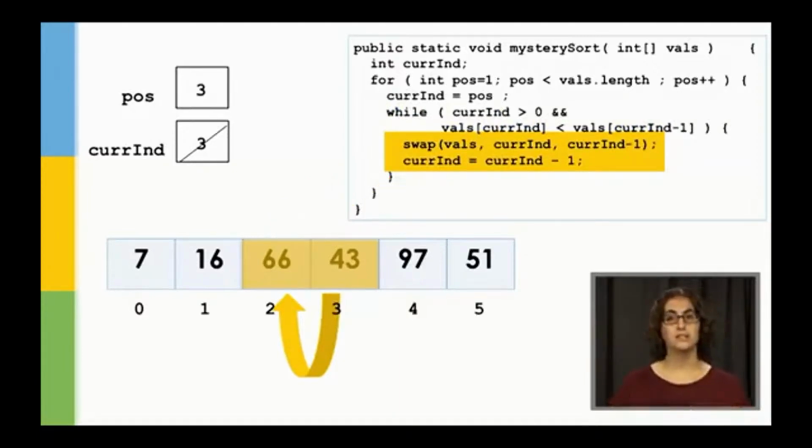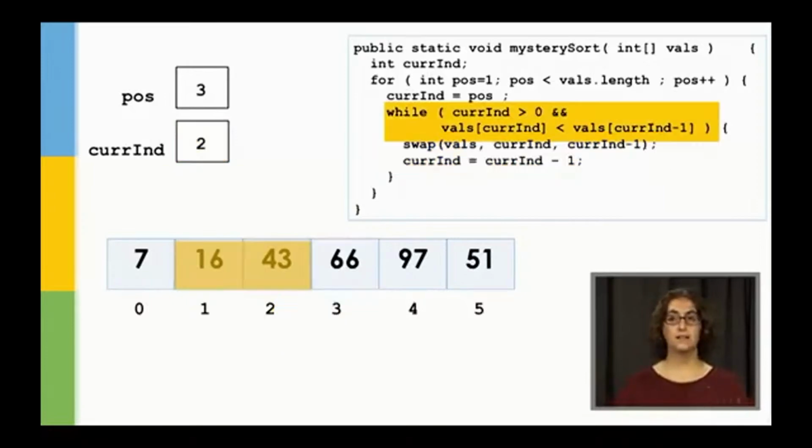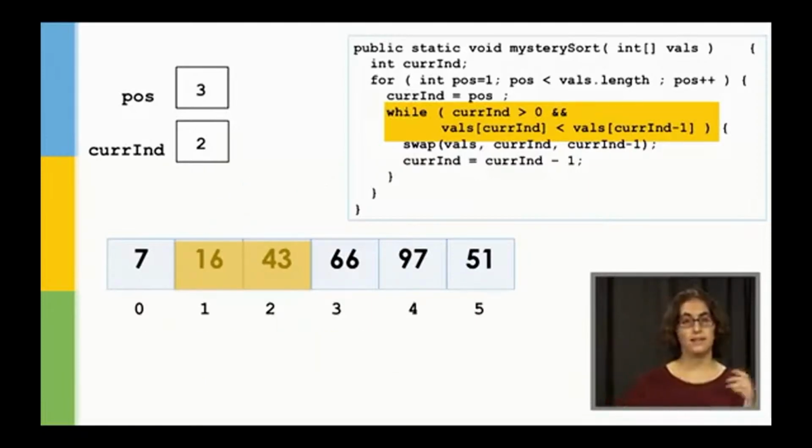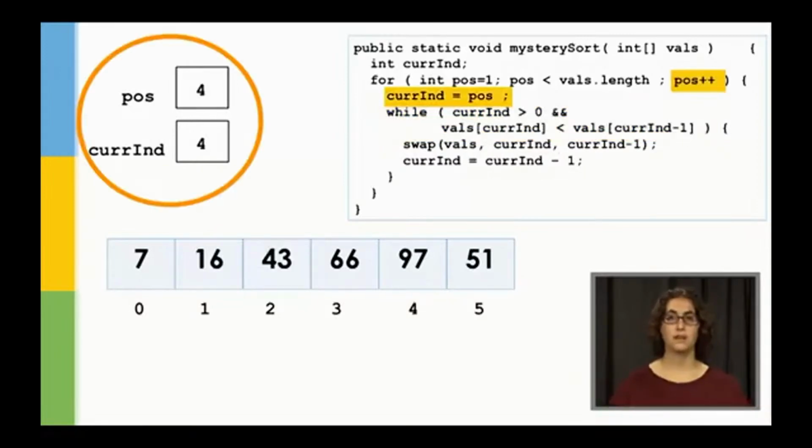And we also need to update the current index variable. Okay, so we've swapped the two positions. Now we have 43 in position 2, we have 66 in position 3, and the current index is 2. And we go back to the top of the while loop and we check whether 16 and 43 are in the correct relative positions. They are, so we don't need to do a thing. In this execution of the body of the for loop, we increment pause, we update curInd, and we go again.